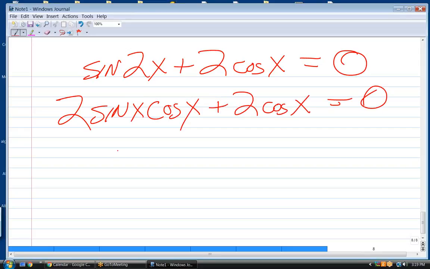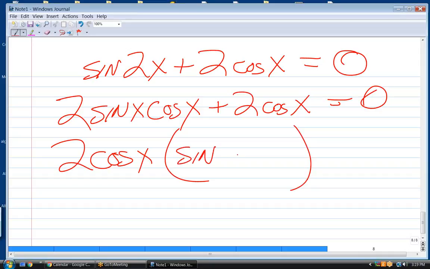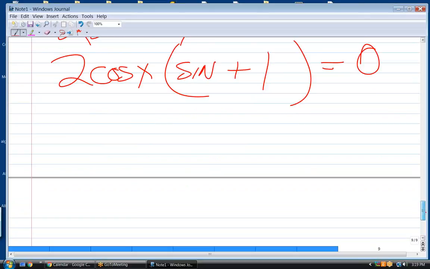Okay, now, what can I factor out? Can I factor out 2? 2 what? 2 cosine. What's left? Sine and 1 plus 1. Plus 1. Equals 0. Which means... So then, that would be sine, so minus 1, and sine equals negative 1.